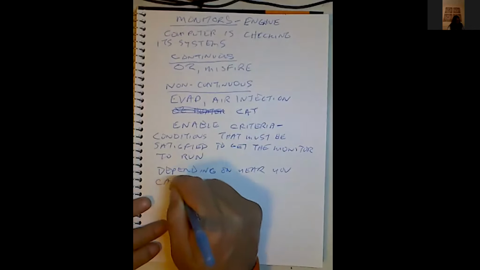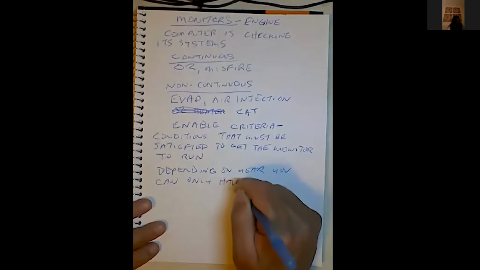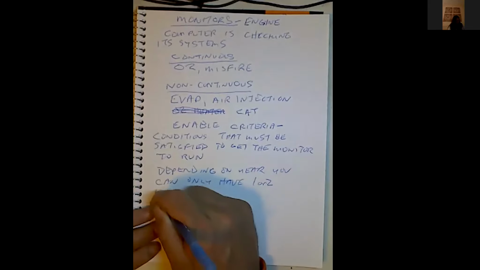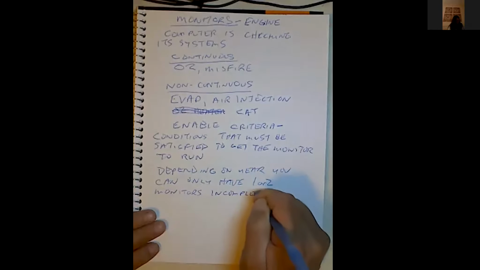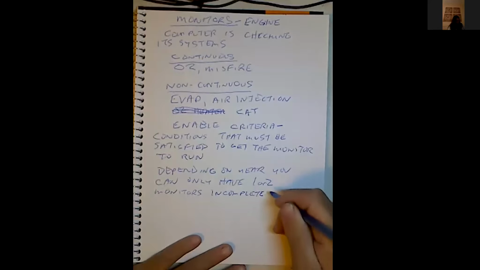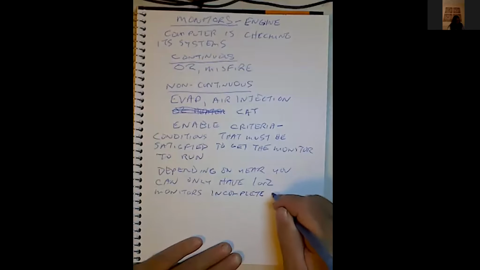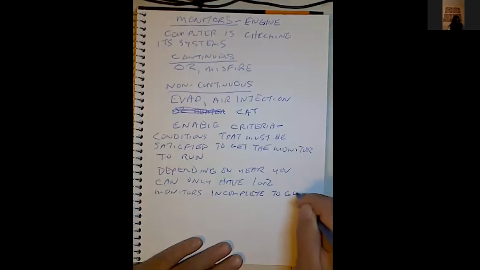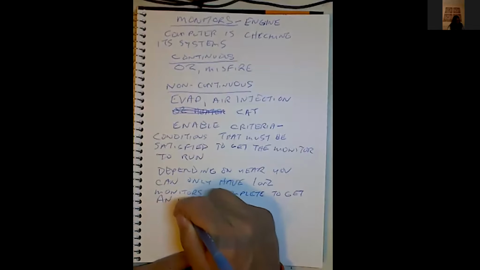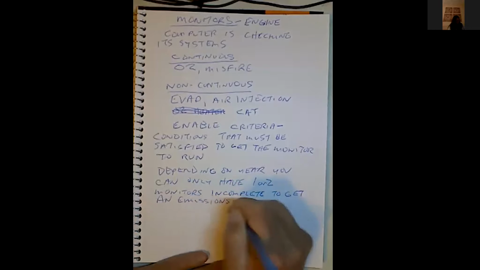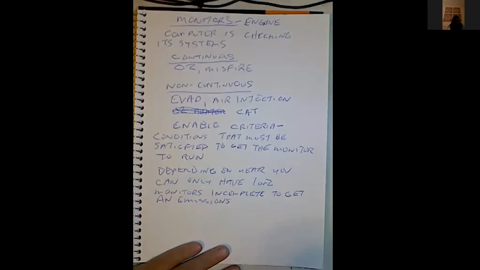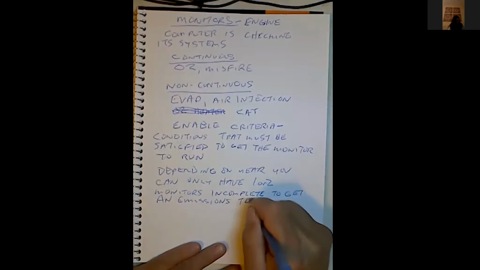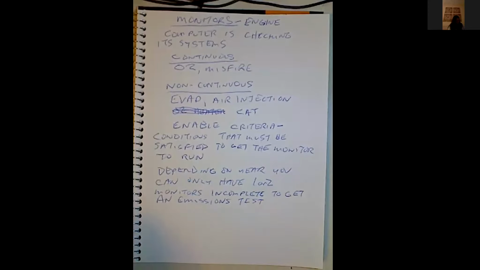Now, depending on year, you can only have one or two monitors incomplete. What does a monitor incomplete mean? It hasn't run its drive cycle. Good. Depending on the year, you can only have one or two monitors incomplete. I don't think that's right anymore. I think they changed that rule. Maybe. It's probably different in different states, though. Because we're in the South Coast Air Quality Management District, it's probably different, like up north. That's why we care about monitors. That's the primary reason, because we can't get the car smogged without them.